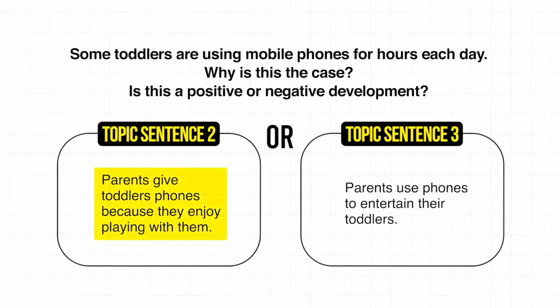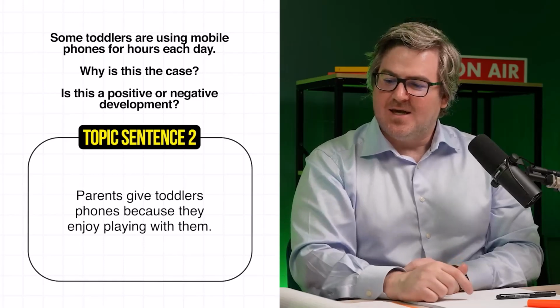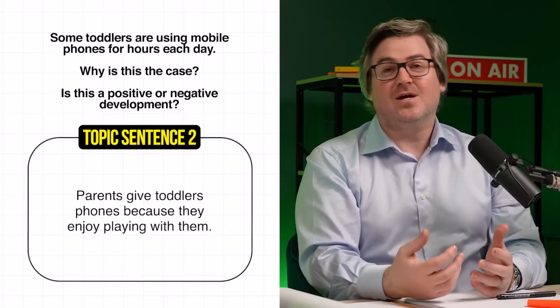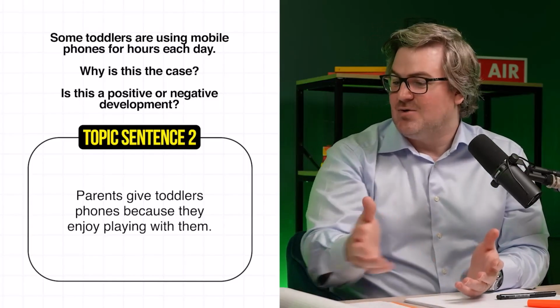Let's look at the difference between topic sentence number two. Parents give toddlers phones because they enjoy playing with them. What's the difference between that sentence and that sentence? I feel like this is the closest to what we came up with, which was parents use the phones to keep their toddlers entertained. So the problem with topic sentence number two is this sentence is basically saying toddlers enjoy playing with mobile phones. Therefore, parents are like, oh, you enjoy doing this? Let's entertain you. That's not what the question is about, and that's not what our idea was about. Our idea was about parents use phones to keep them entertained, to keep them occupied.